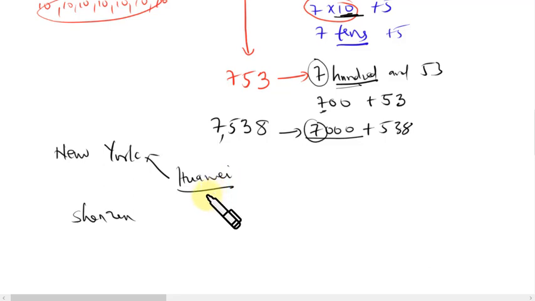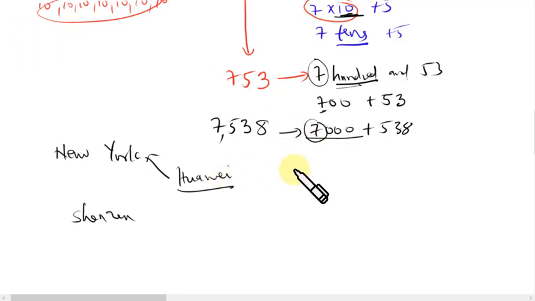Because when you go to New York, the living standards are high. You buy things at a higher cost. But in China, say in Shenzhen, it's very easy to buy gadgets, particularly electronic gadgets like mobile phones. So that is the idea about place value.